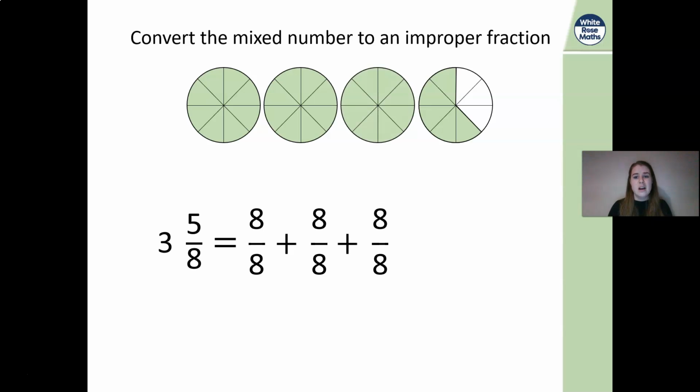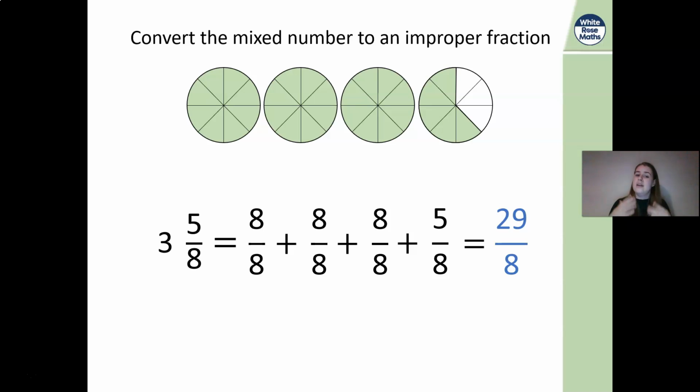And here, I haven't got a whole one, but if I count them, I can see I've got 1, 2, 3, 4, 5. I've got 5 eighths. So I need to add my 5 eighths on there. Now I need to think, well, I need to add them all together. Now I'm not going to add 8, add 8, add 8, because I know that 3 times 8 is 24. So all I need to do then is do 24, add my 5, and that gives me 29 out of 8.